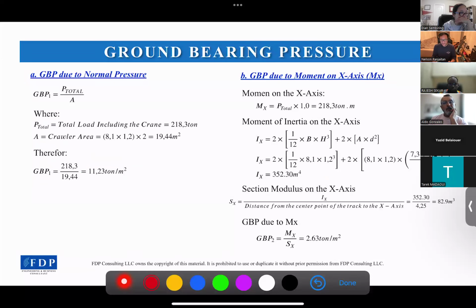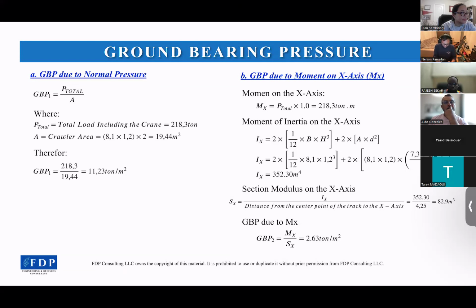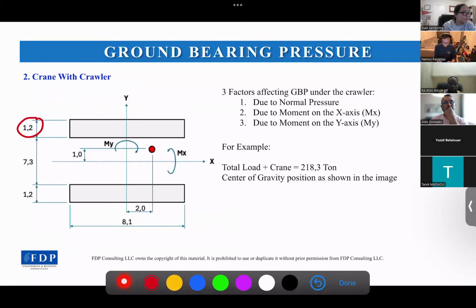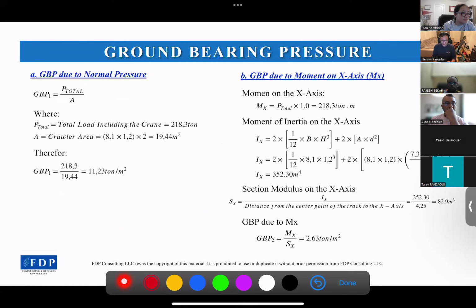First, we calculate the ground bearing pressure due to the normal pressure. For this, we could simply divide the total load by the total area of the tracks, which in this case is 1.2 times 8.1 times 2, because we have 2 tracks. Then we get the total area for the tracks is 19.44 square meters.